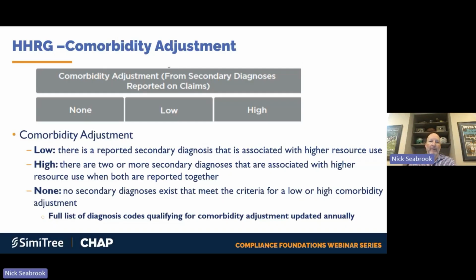So a low would be a situation where there's a secondary diagnosis code that is associated with higher resource use. The high comorbidity adjustment is going to be in a situation where there are multiple comorbid conditions that are associated with higher resource use. So this is talking about multiple secondary diagnoses on that list of 25. If they have an association together, again, from the data analysis, those are going to be our higher cost patients that are going to require more services and therefore should qualify for higher reimbursement, and therefore that high comorbidity adjustment.